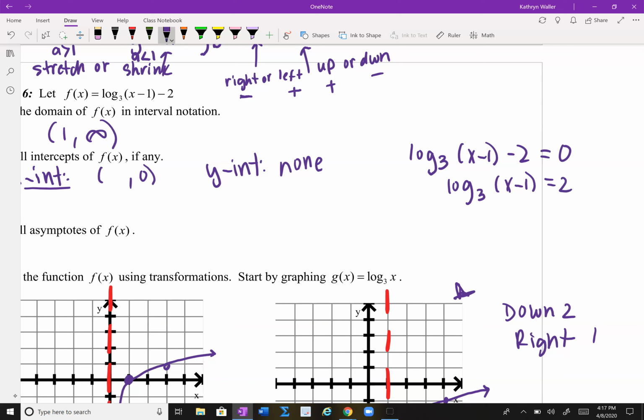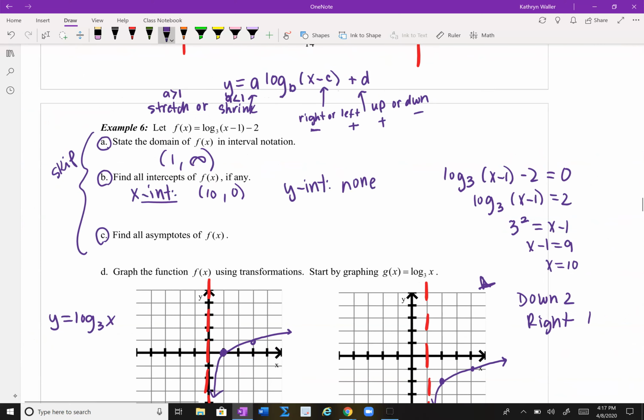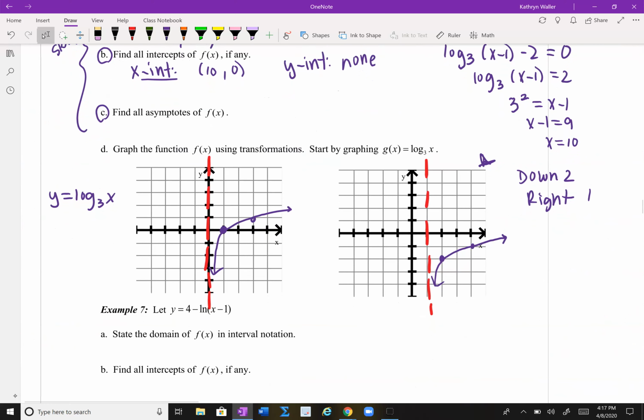And now you're stuck because the only thing on the left-hand side is just the log. So now you convert it, and when you convert it, it's 3 to the second equals x minus 1. 3 to the second is 9, so x minus 1 equals 9. Move your 1 over, and you get x equals 10. So your x-intercept is 10, 0. And then the asymptote of that final graph hits the x-axis, and it hits it at 1, and that's it.